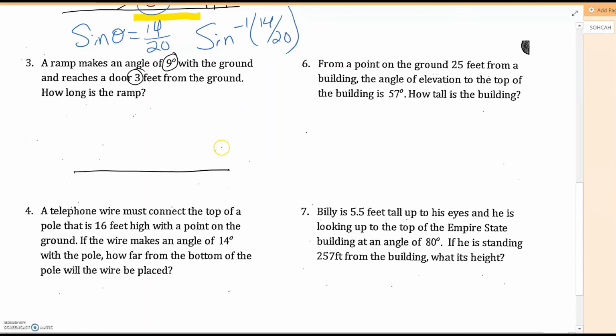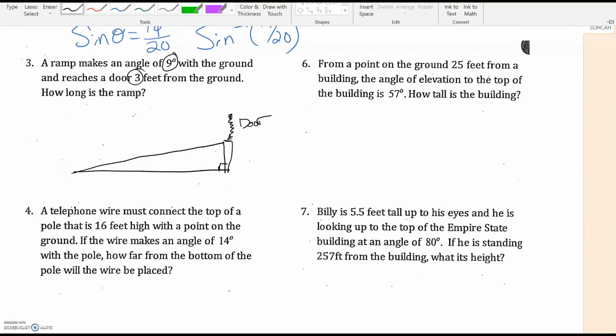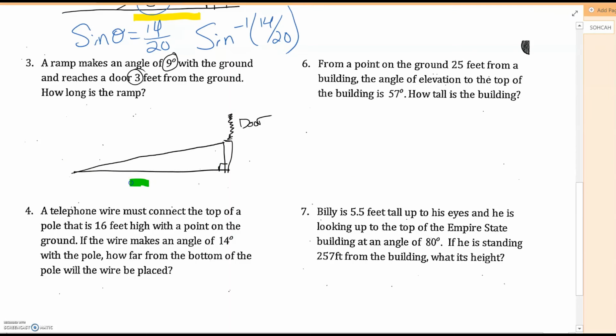So I got this. I have a door that's up off the ground here. And here's my door. Okay, and then it makes a 9-degree angle with it. So here's my ramp. I'm going to do my colors again. So I've got green representing this length. I've got purple.